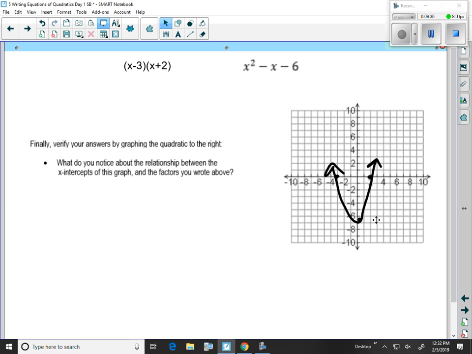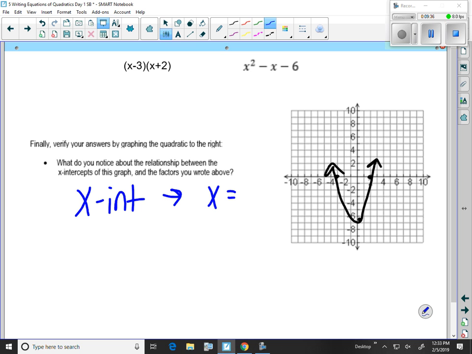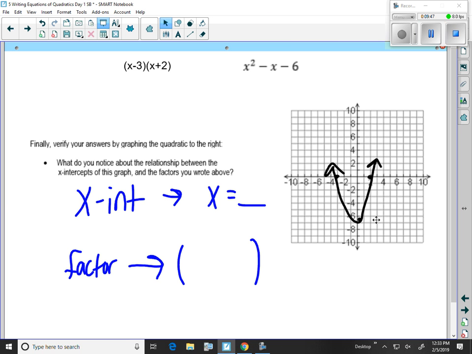Okay, I want you to make a note if you haven't already done this. Okay, when we have an x-intercept, okay, or when it's solved, it's going to be x equals a number. When we have a factor, it's going to be in parentheses. Okay, that is going to drive a lot of what we're doing.